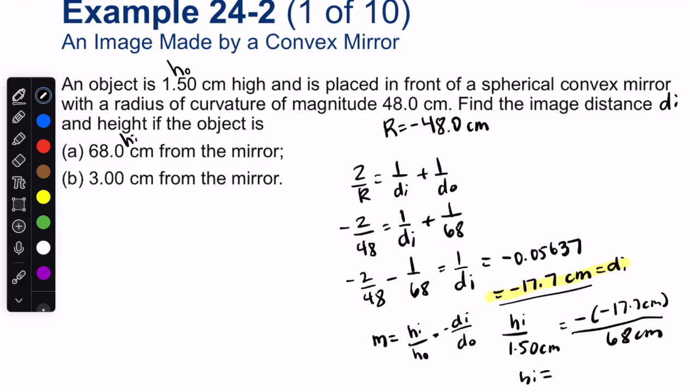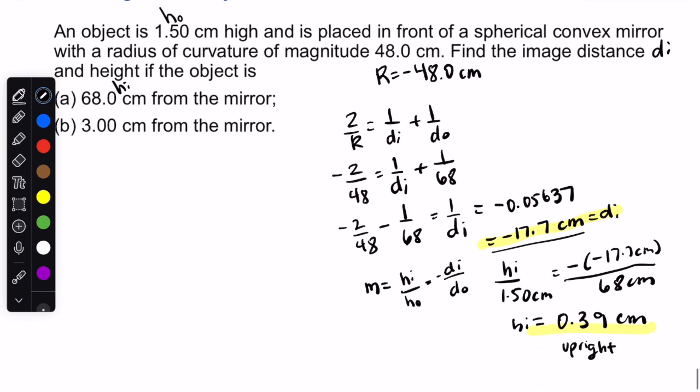Okay, when I solve for hi, I get positive 0.39 centimeters. So my hi is positive, which means it's upright. All right, upright image. Smaller than 1.5, right? So it's upright and it's shrunken. And it's virtual.